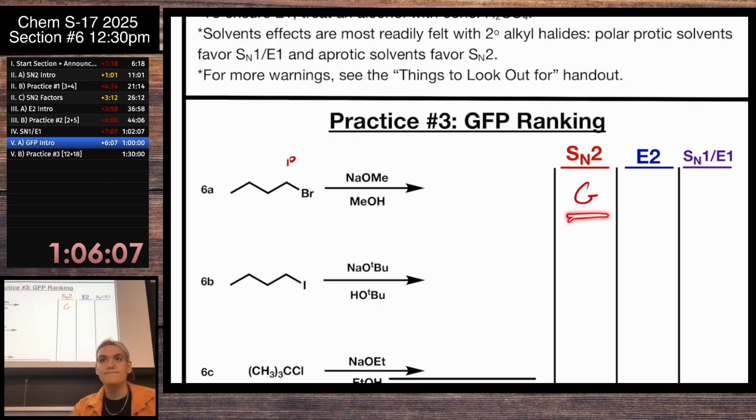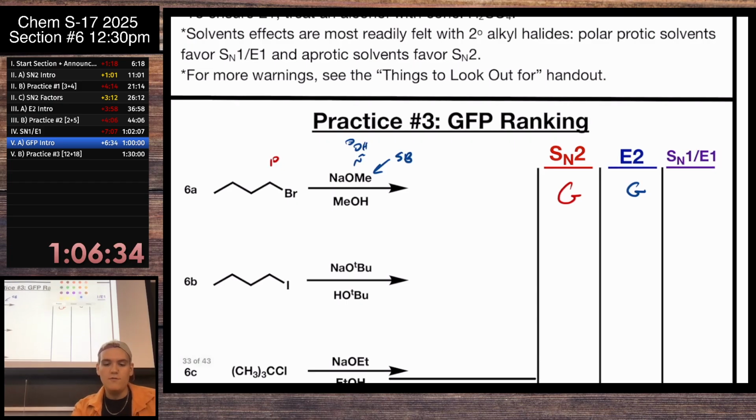Then, for E2, what are we looking at? We're looking at the base. So, our base here is OMe minus. Is it good, fair, or poor? Good. It's like OH minus, so it's similar. It's a strong base, so it's good. And we have beta hydrogens, right? Reality check. Yes.